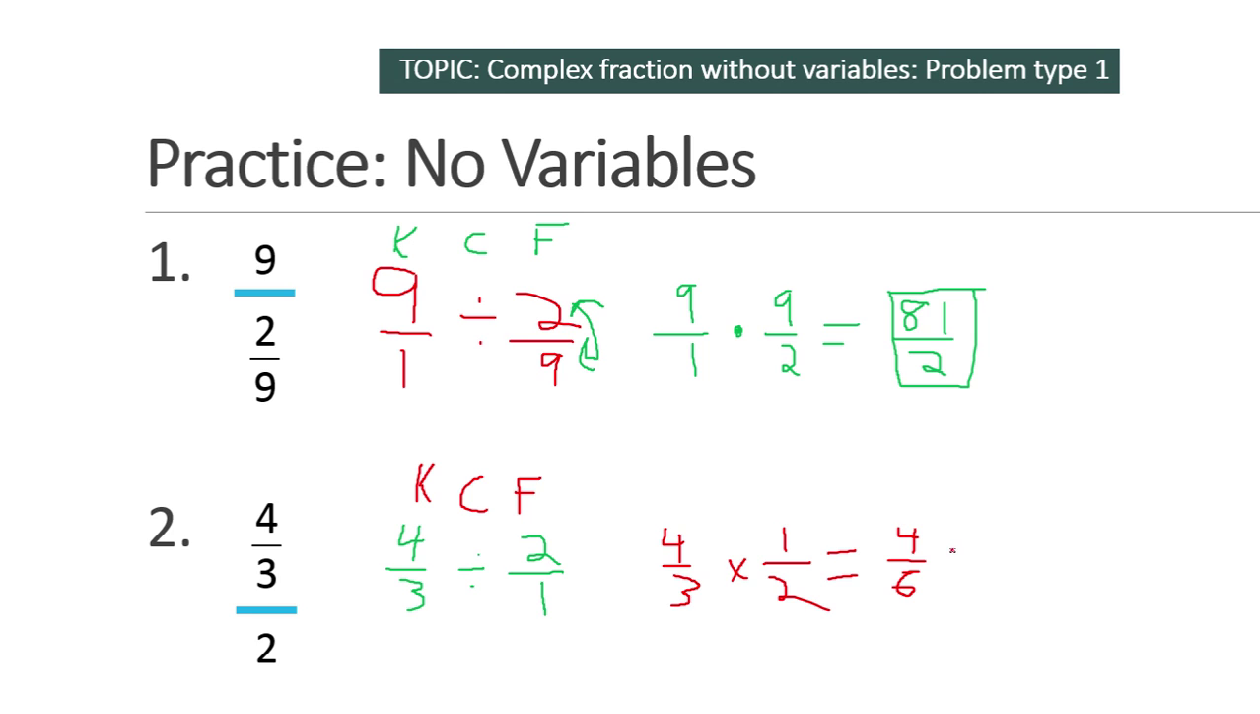But let's see if we can reduce it. Can we divide by the same number? Yeah, divide each one by 2. So 4 divided by 2 is 2. 6 divided by 2 is 3. So there's our answer, 2/3. So that's how we divide complex fractions without variables.